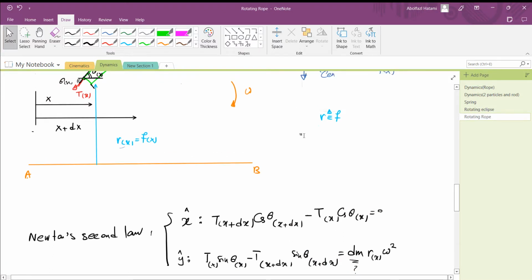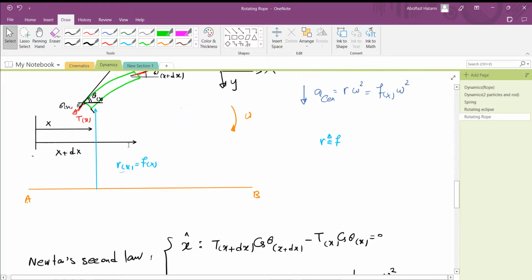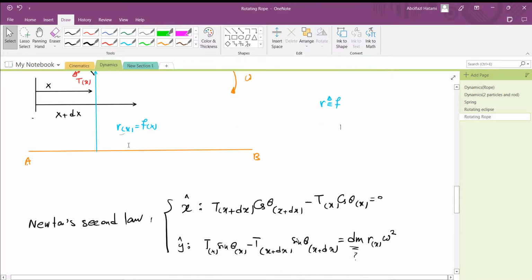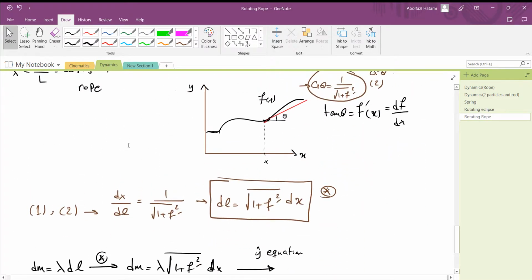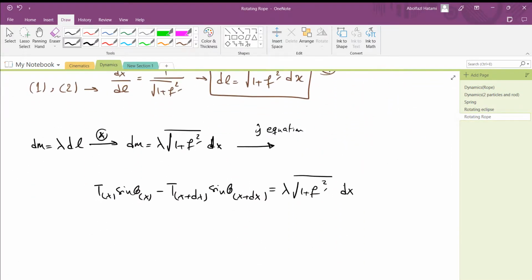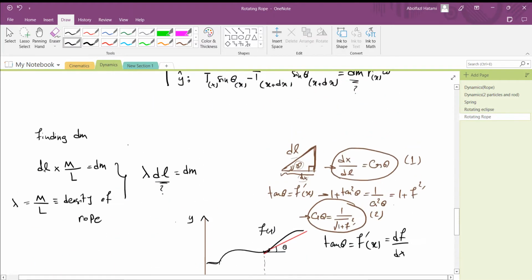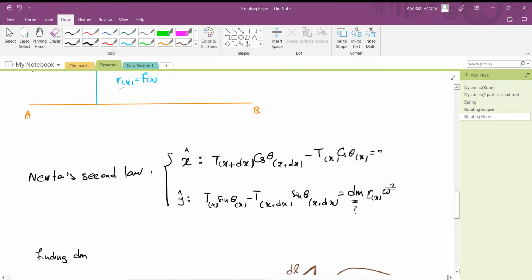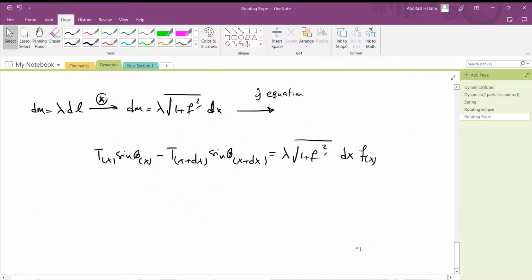We defined f, which is equal to r, for simplification, so that we can see that we are working with a function. We are working just with a one variable function. It is not something so hard. So I replaced r with f, and here I will write dm r(x) omega squared.